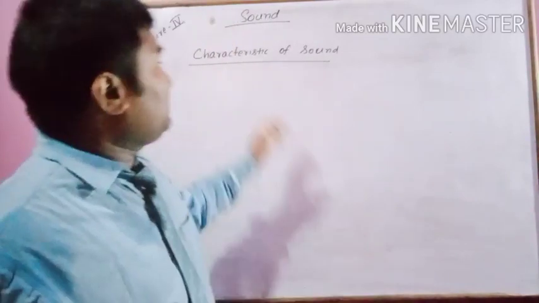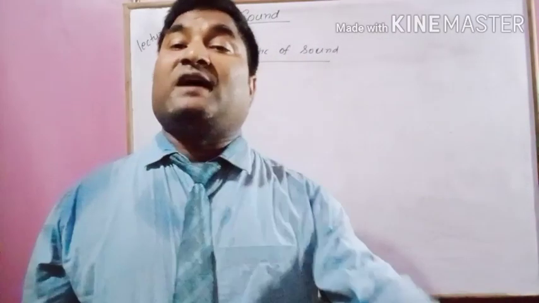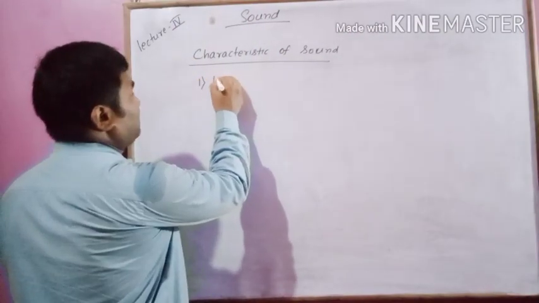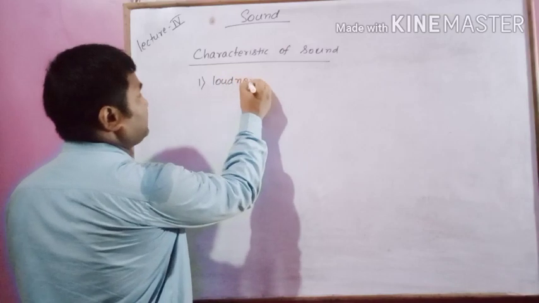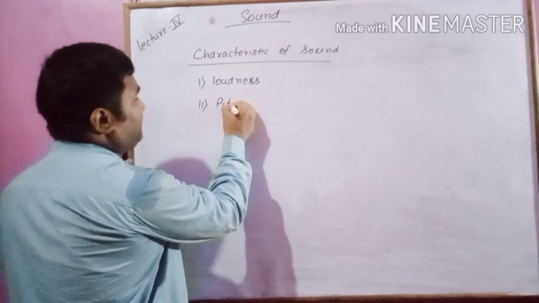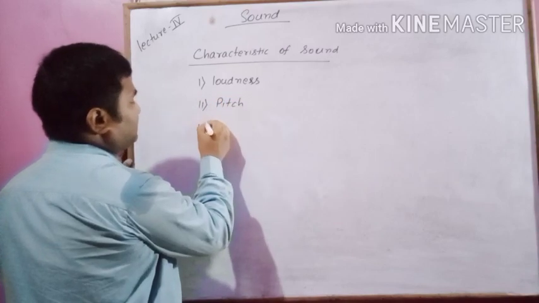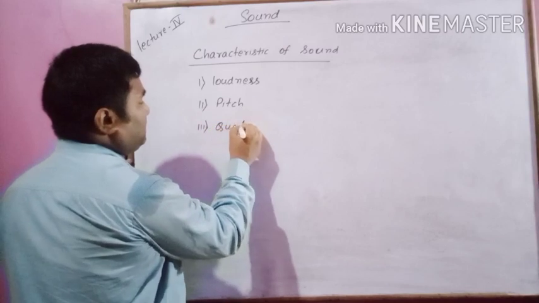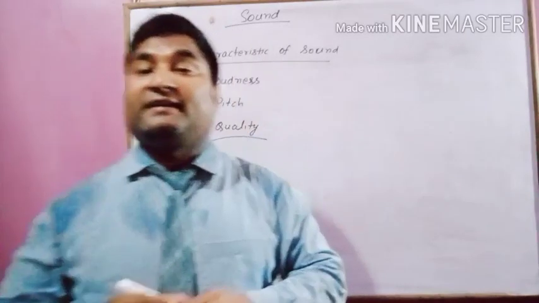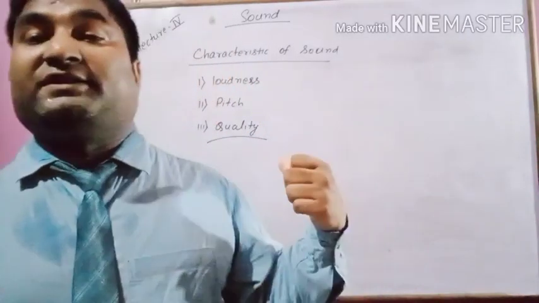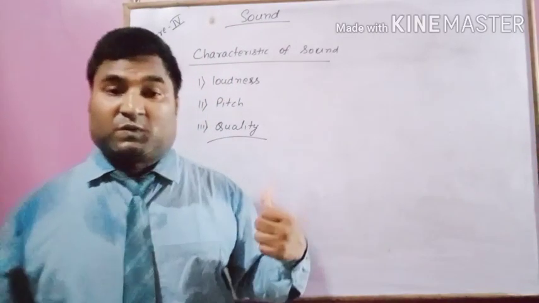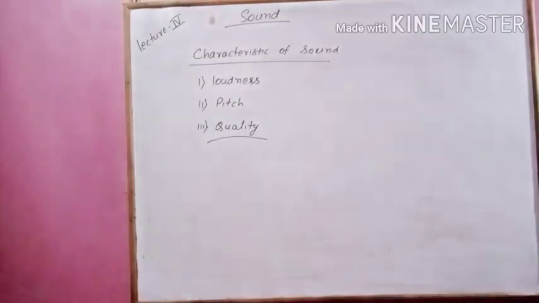So what are the characteristics of sound? Sound has three characteristics. First is loudness, second is pitch, and third is quality. So sound has three characteristics: loudness, pitch, and quality. Based on this, we can distinguish two sounds. We will see them one by one.